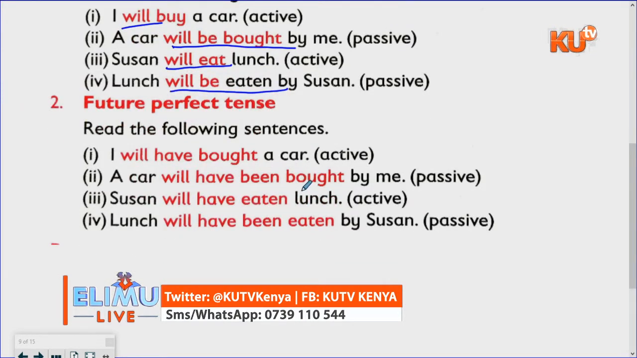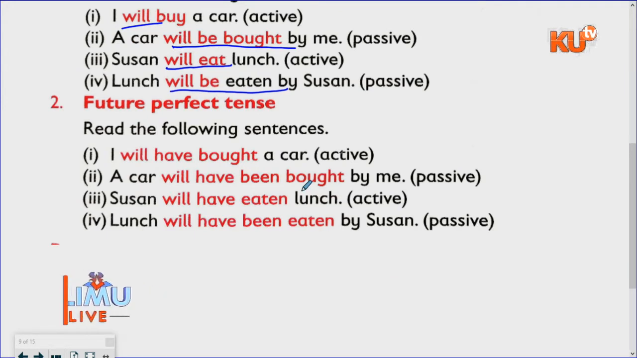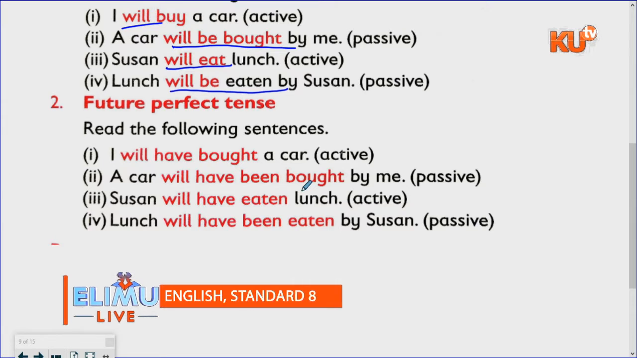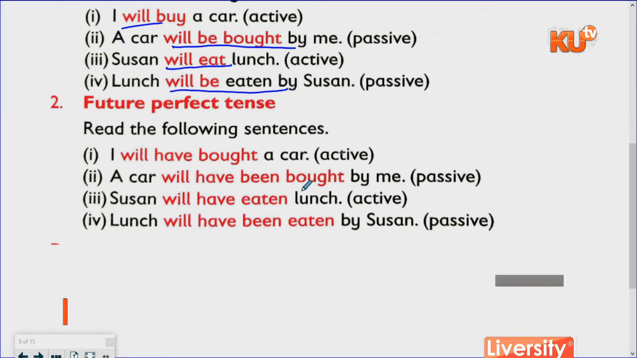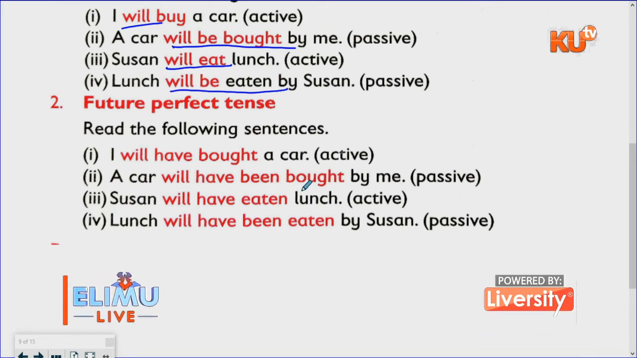Future perfect tense. Read the following sentences. The first one, I will have bought a car. It is in future perfect tense. A car will have been bought by me. So "will have bought", future perfect tense, gives a lot of students a headache. "Will have bought" changes to "will have been bought".